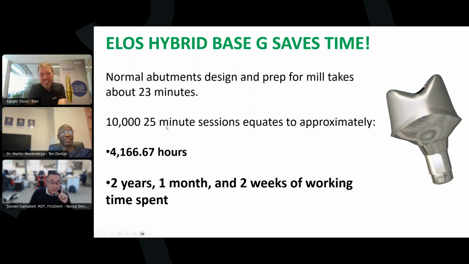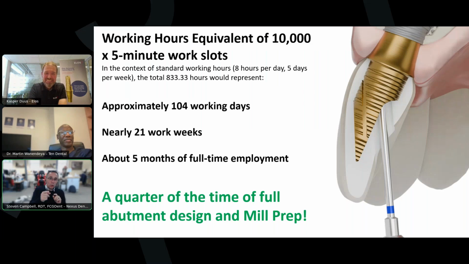But I worked out that to do the CAD design, then the prep for mill is 25 minutes in abutment. So that would mean 2 years, 1 month, and 2 weeks of my life has been spent on that task. I could have been doing so much more with my time. But if you look at this in terms of efficiency, it's 5 minutes.